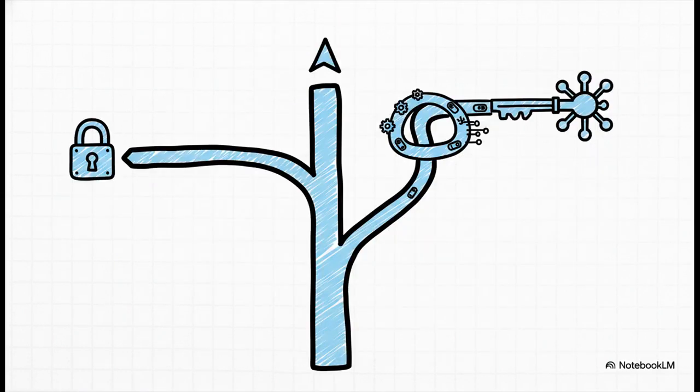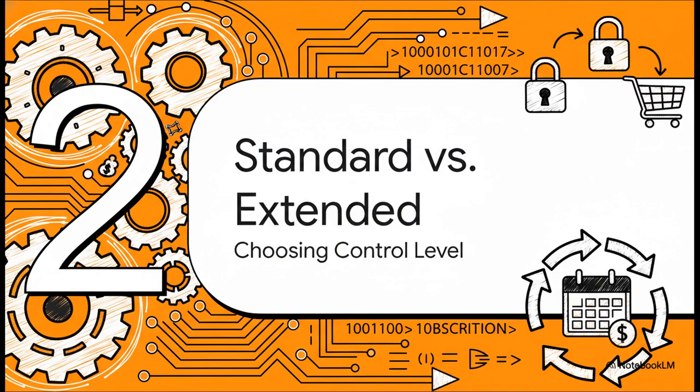Now, you can actually generate two different types of these codes, and the choice you make here is really going to define how much control you have over the licenses you're sending out. Which brings us to standard versus extended codes. Figuring out the difference here is absolutely key to setting up the right licensing strategy for your software, whether it's a simple one-time purchase or something more complex like a subscription.